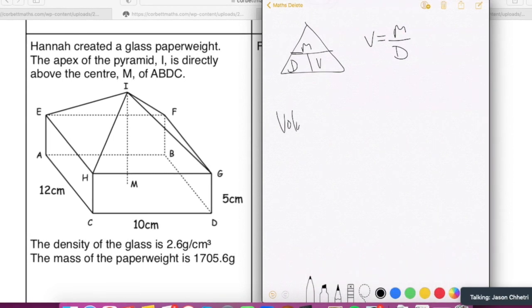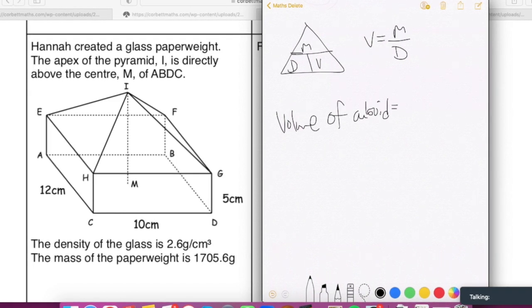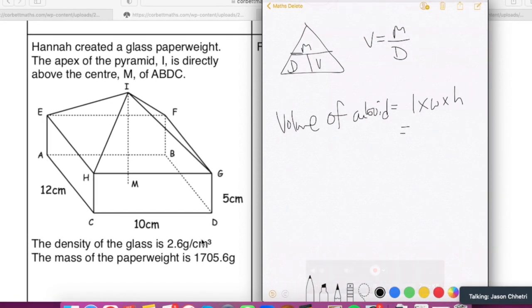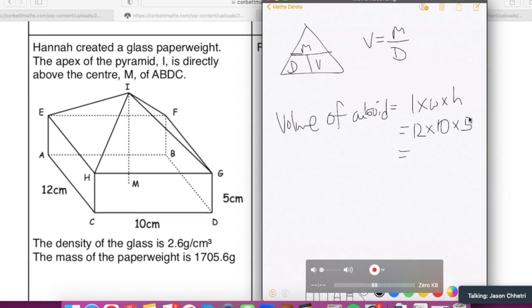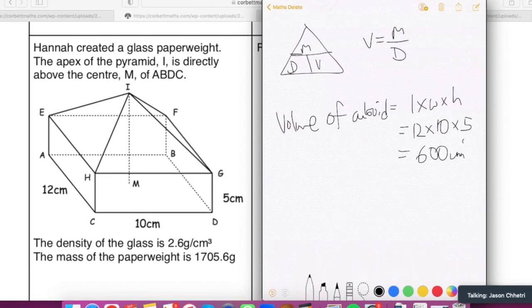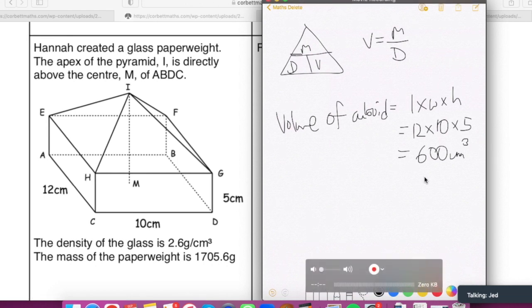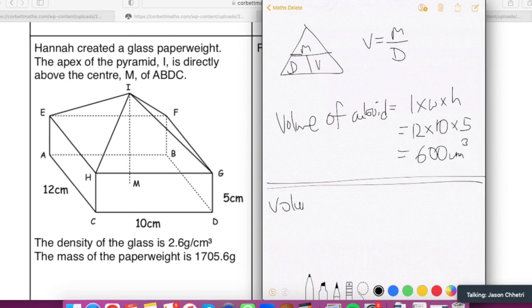So volume of cuboid, we know that's just length times width times the height. So the length is 12 centimeters multiplied by the width, which is 10 centimeters, multiplied by the height, which is 5 centimeters. And then 12 times 5 is 60, 60 times 10 is 600. That's 600, and the unit is obviously centimeters cubed, right? That's the volume of the cuboid done, and now we need to work out the volume of the rectangular base pyramid.